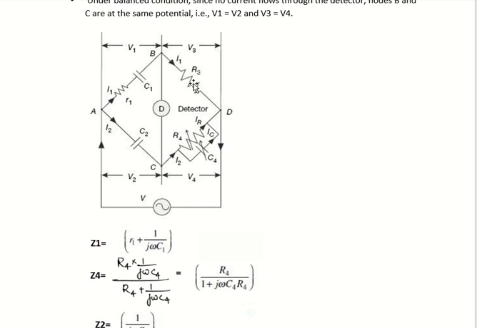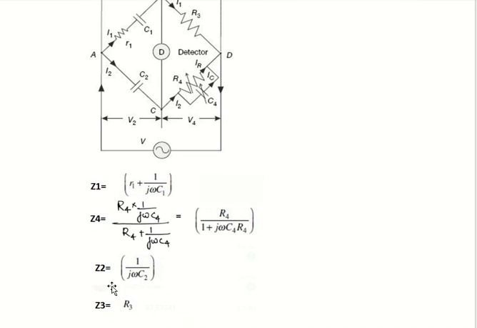As usual, there will be 4 branches. In this case, branch AB, which is V1, comprises Z1. Impedance Z1 is R1 and C1 in series. So what is the impedance? Z1 equals R1 plus 1 by j omega C1. And Z2, that is the AC branch, consists of only capacitance, so 1 by j omega C2.